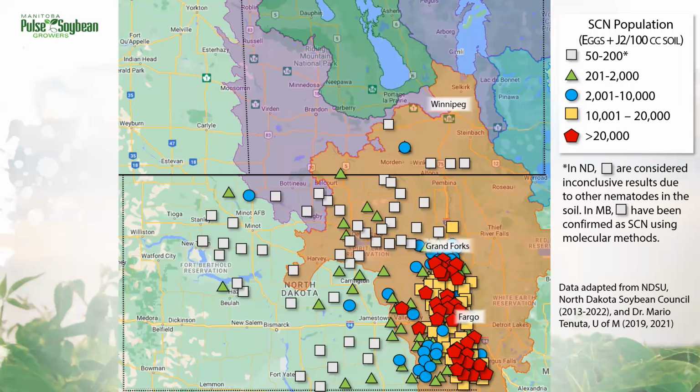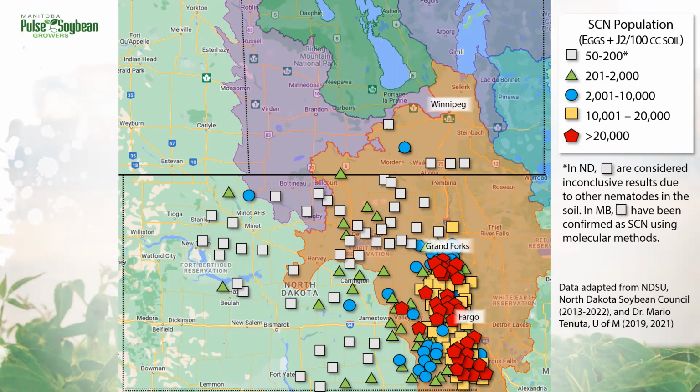What's on the horizon for SCN in Manitoba? Where are the riskiest fields? So this is a map of Manitoba and North Dakota combined. The colored layer on this map are different shared watersheds. So orange is everything that's draining into the Red River Basin. SCN moves in with soil, and water is one of those ways that soil is moved.